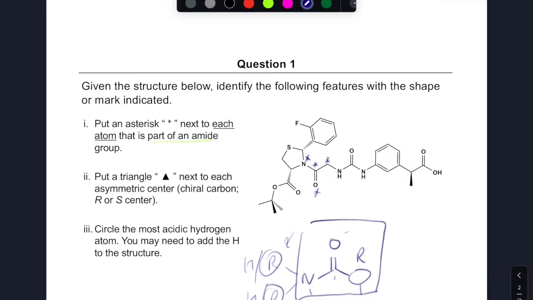That's the minimum. This is not an amide, that is a urea. That's because we have a nitrogen, oxygen, a carbon, and a nitrogen on the other side.